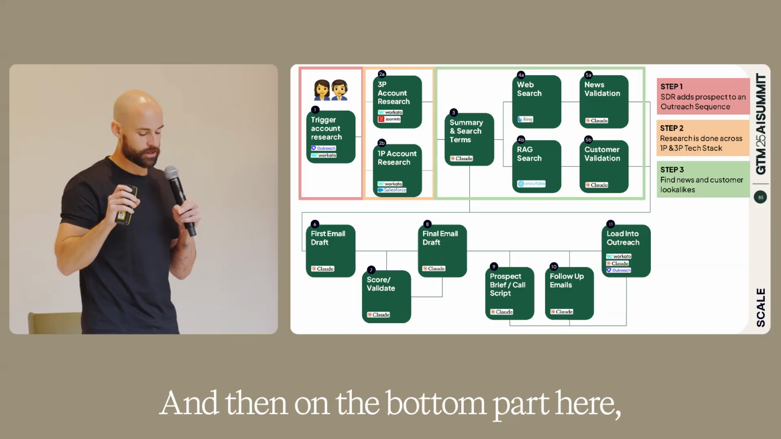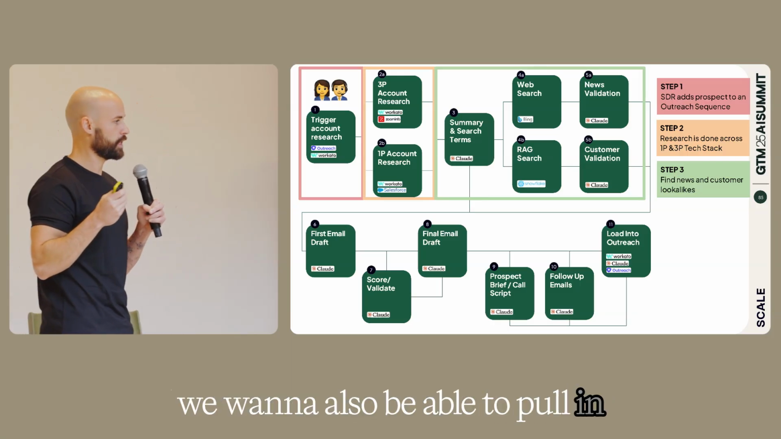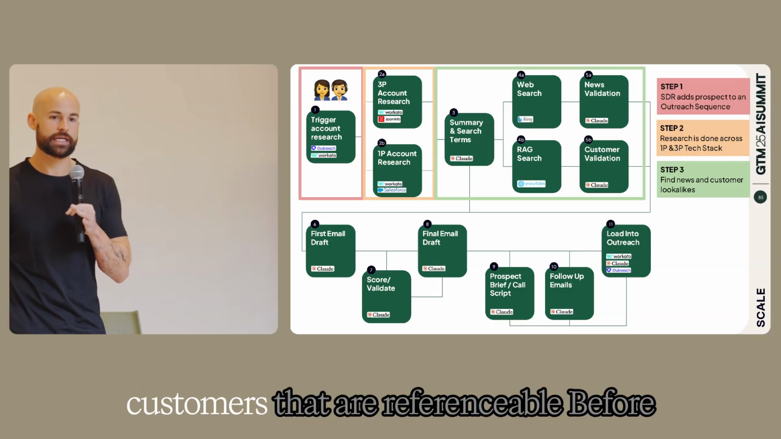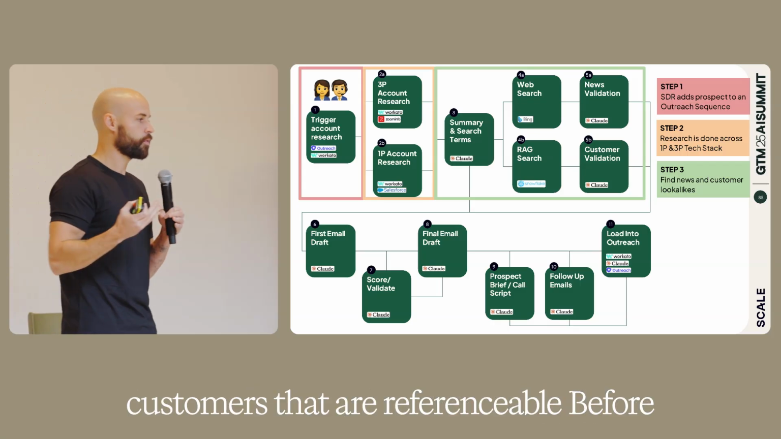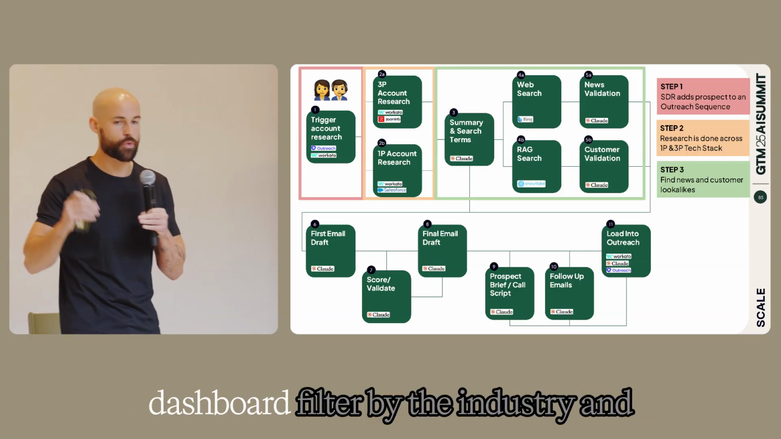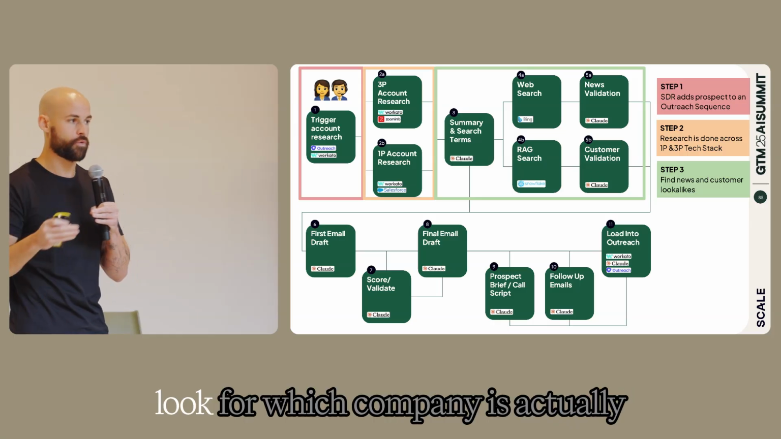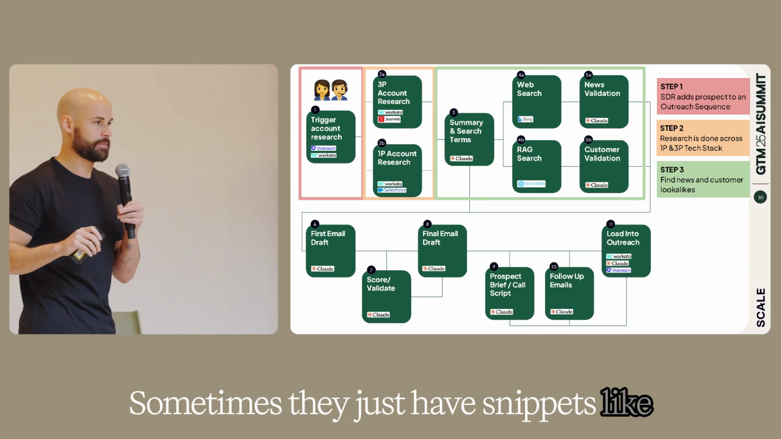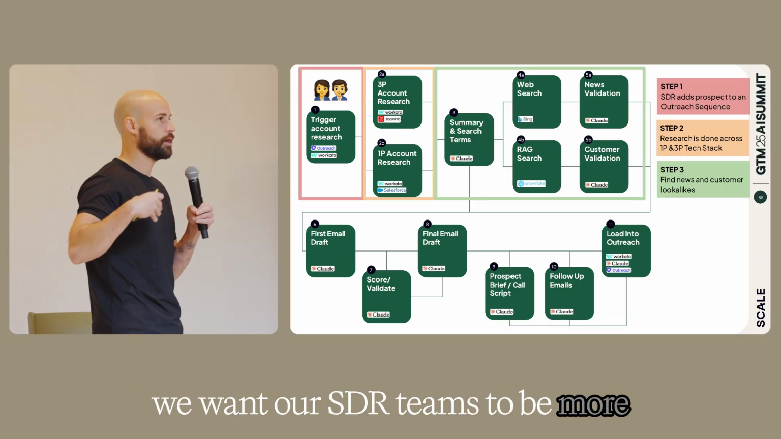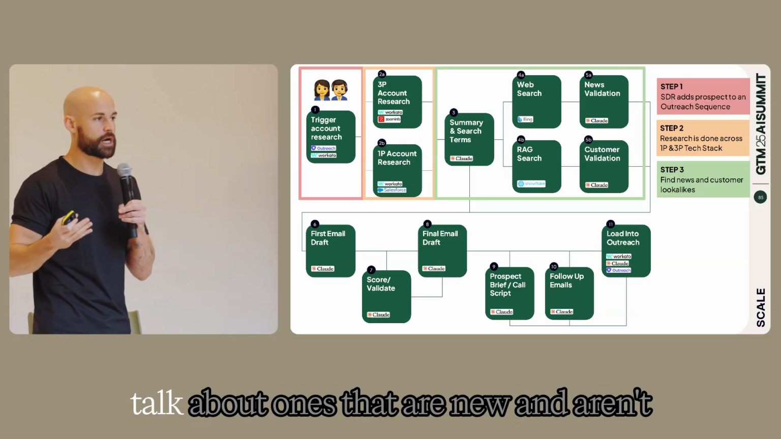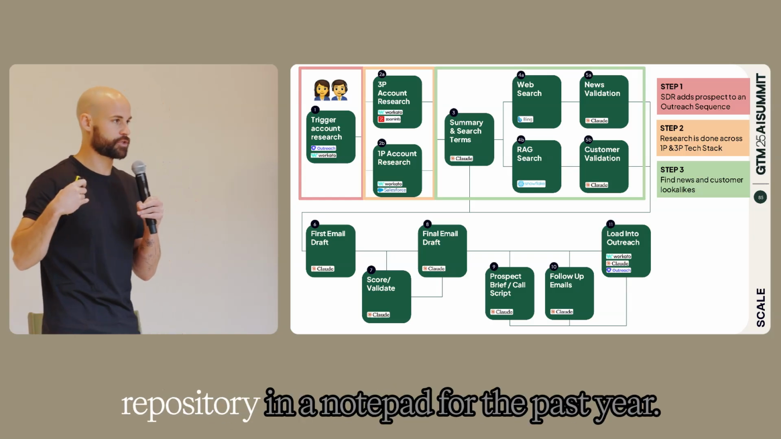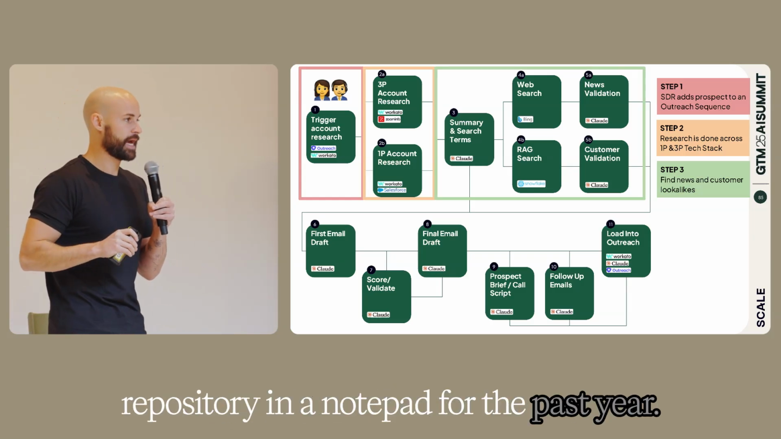And then the bottom part here, we want to also be able to pull in relevant customers that we work with. At Snowflake, we have over 1,000 customers that are referenceable. Before, SDRs would have to go to a Tableau dashboard, filter by the industry, and look for which company is actually the right one that they want to use. Sometimes they just have snippets. Like, we want our SDR teams to be more dynamic with the customers, be able to talk about ones that are new and aren't just stagnant ones that they've kept as a repository in a notepad for the past year.